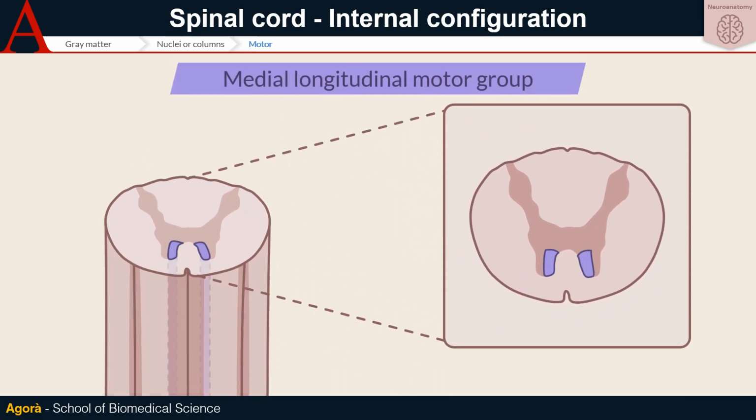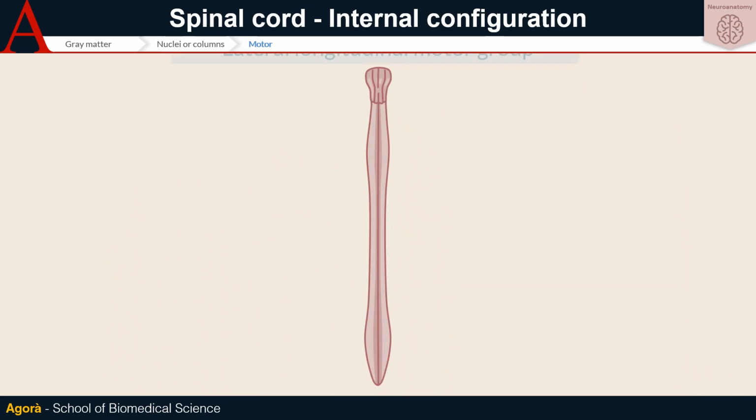The medial longitudinal motor group extends throughout the length of the spinal cord and innervates the muscles of the trunk. There is a specific correspondence between muscles of different areas of the body and specific areas of the central nervous system, CNS. This correspondence is defined as somatotopic organization, which allows the innervation of flexor muscles by neurons located ventrally, while extensor muscles are innervated by neurons located dorsally.